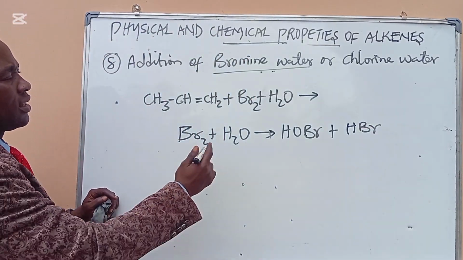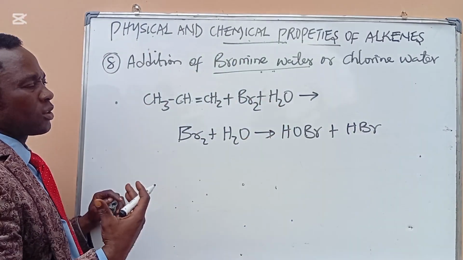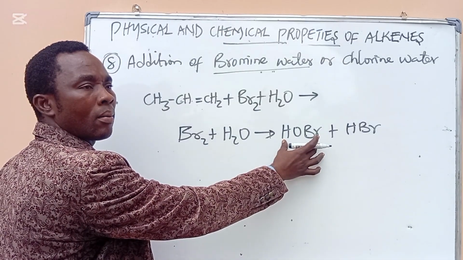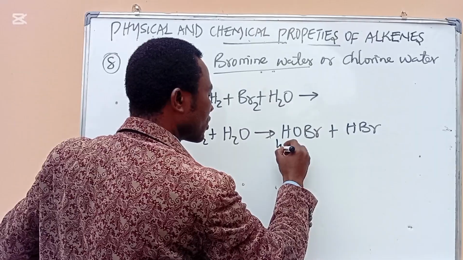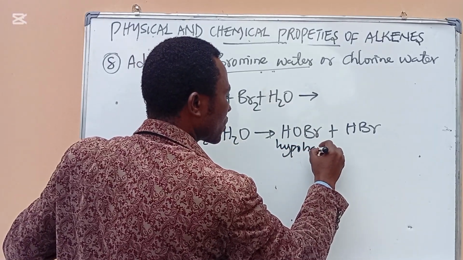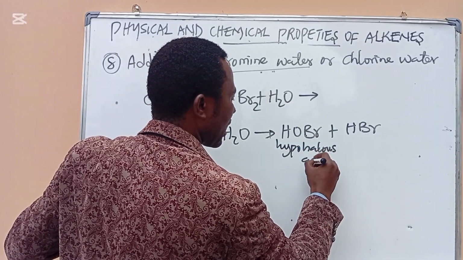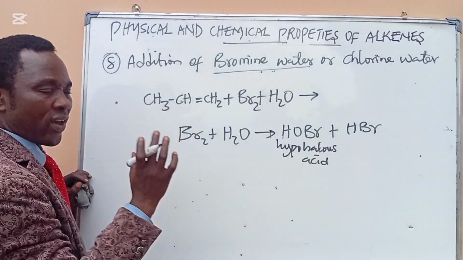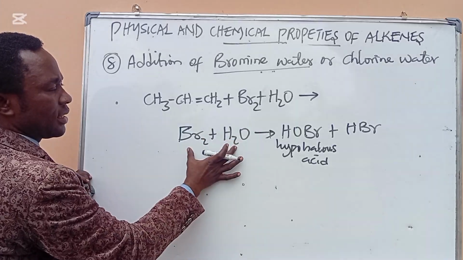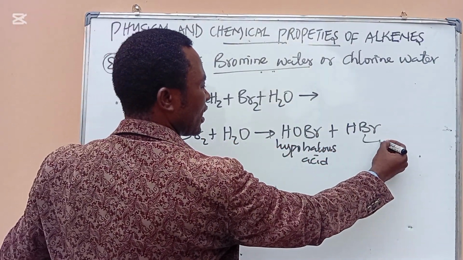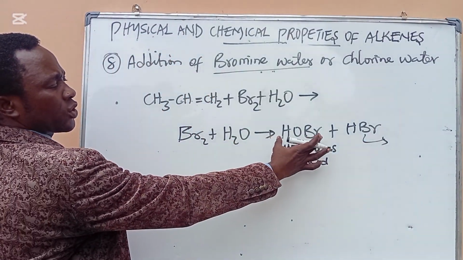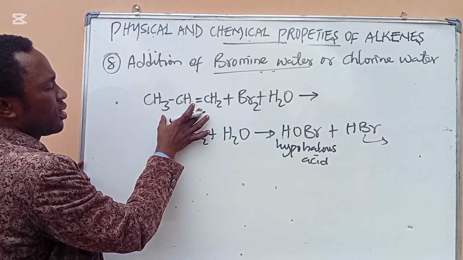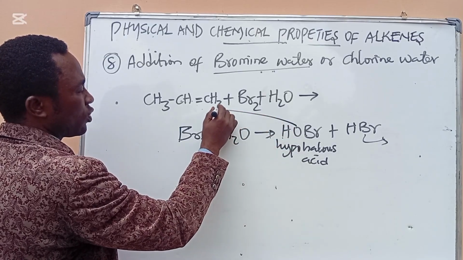So this reaction will be a kind of addition of this hypohalous acid. This is hypohalous acid. Because this is a hypohalous acid produced first by the reaction between this and this to give this, this is already a product that is formed. Then this compound is the one that will be added to the alkene. So this is added to the alkene.